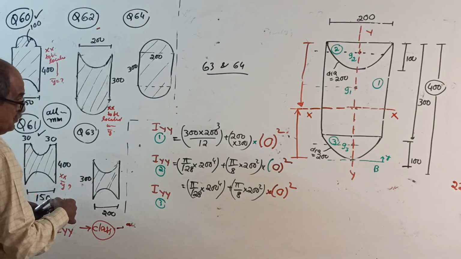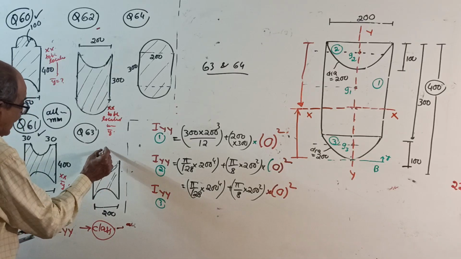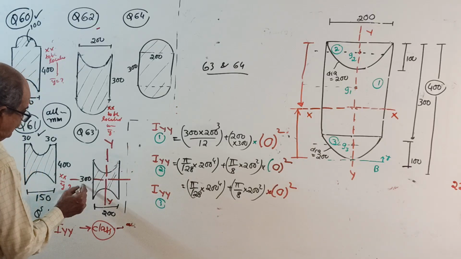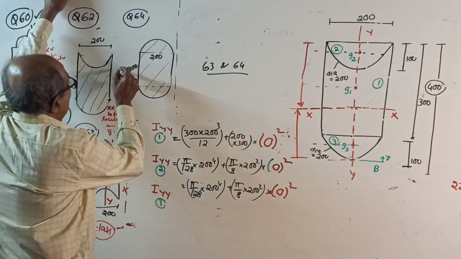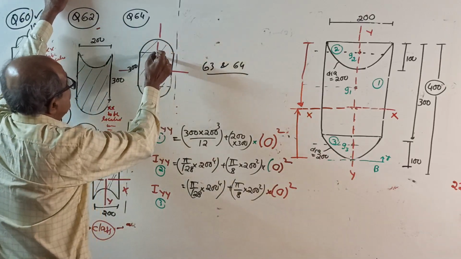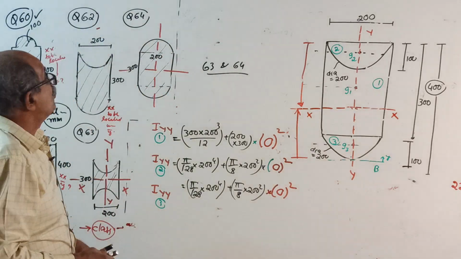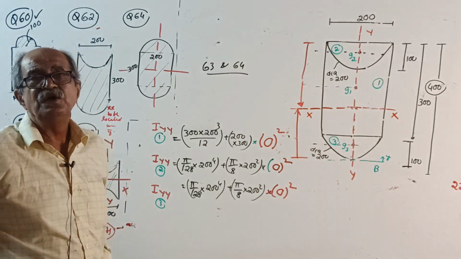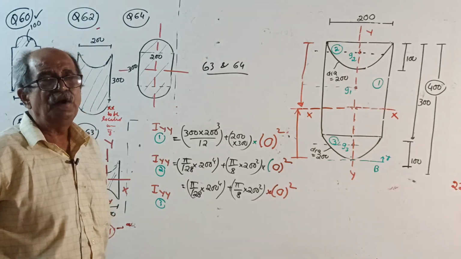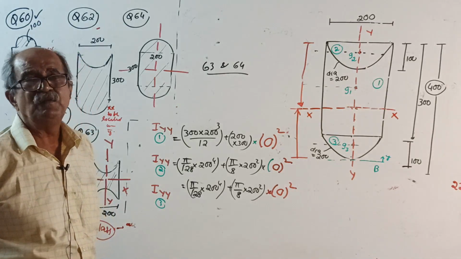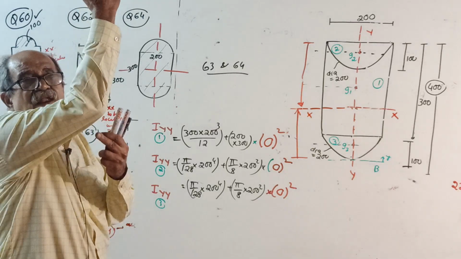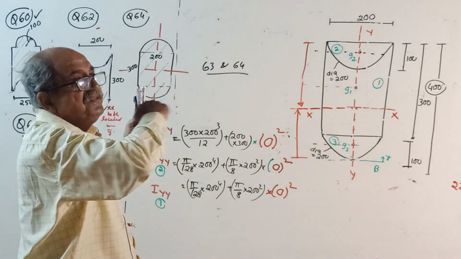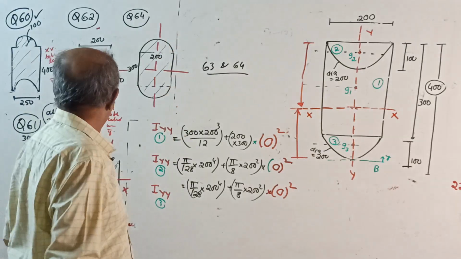When you start 63, you make a note: axis of symmetry, again axis of symmetry. So YY and XX will be exactly midway. Here also, axis of symmetry. So in questions 63 and 64, there is no locating of the centroid using the x bar, y bar calculation, not required. Directly locate XX and YY, vertically through the mid-width, horizontally through the midpoint. Mark it that way and get it.